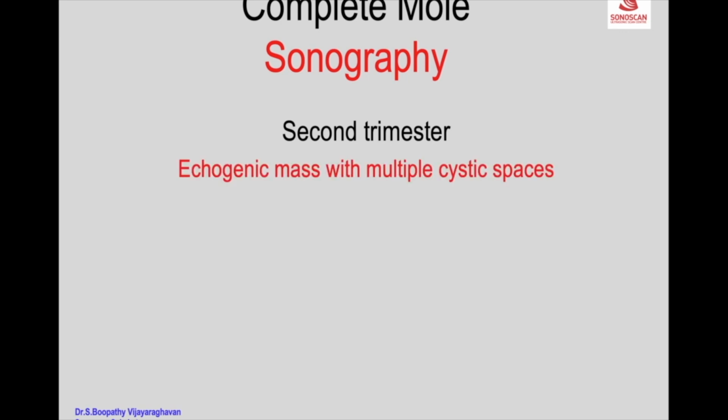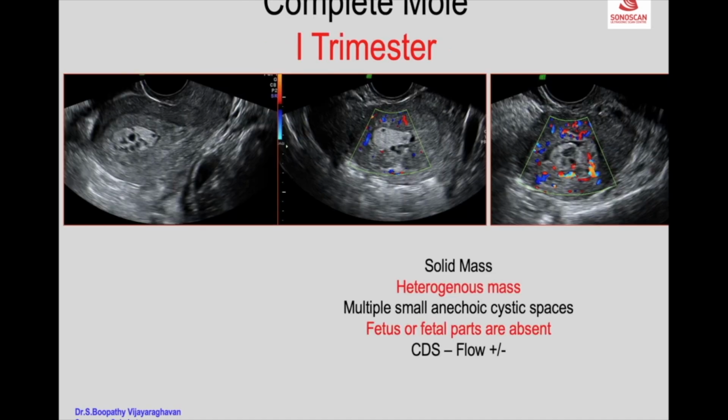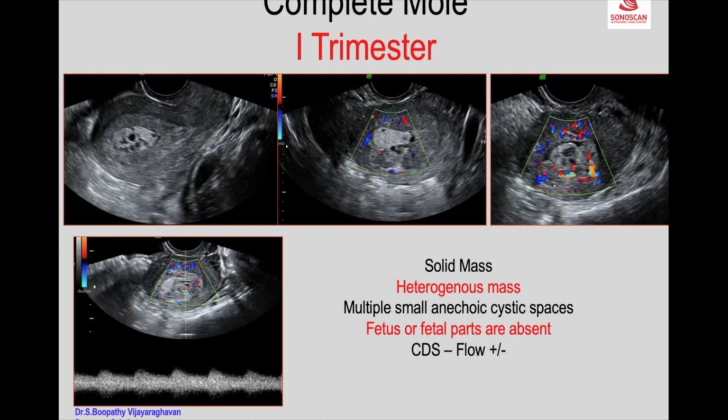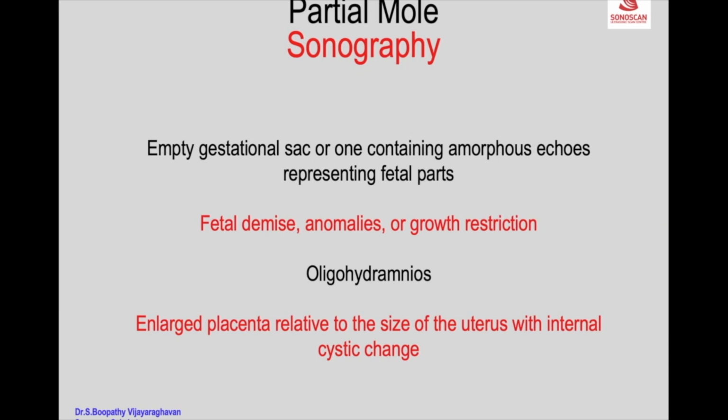Complete mole on ultrasound in the second trimester has a very characteristic picture of an echogenic mass with multiple cystic spaces. Numerous cystic spaces fill the mass, and flow may or may not be seen in the mass. And if you do spectral Doppler, there will be a low resistance flow. The differential diagnosis for this appearance in first trimester is either failed pregnancy or partial mole. And this appearance of the placenta is called the Swiss cheese pattern.